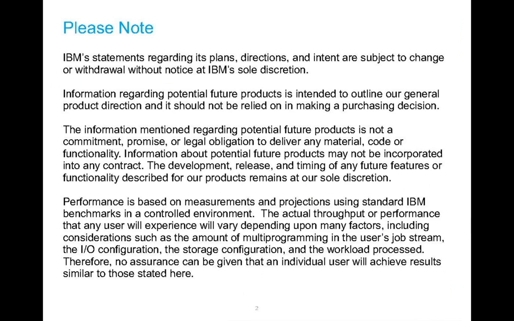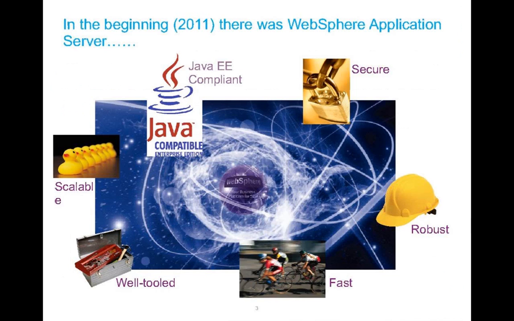So the WebSphere Liberty Profile was first released in 2011. There was WebSphere Application Server, and we had released version 8. What were the aspects of WebSphere Application Server that made it so popular? It was Java EE compliant with the latest spec. It is secure, robust, fast, well-tooled, and scalable.